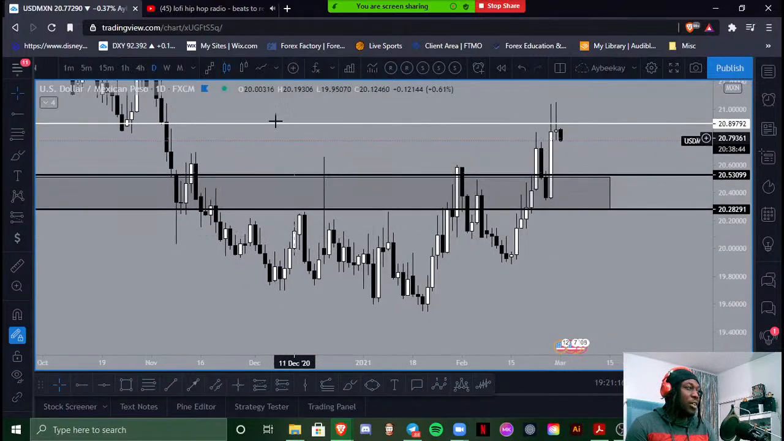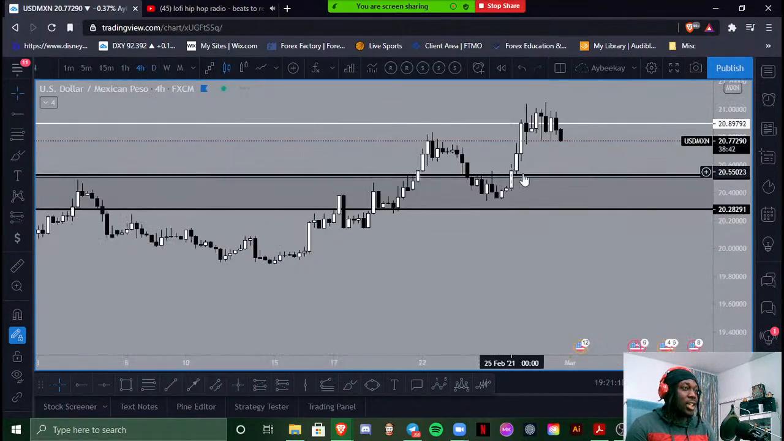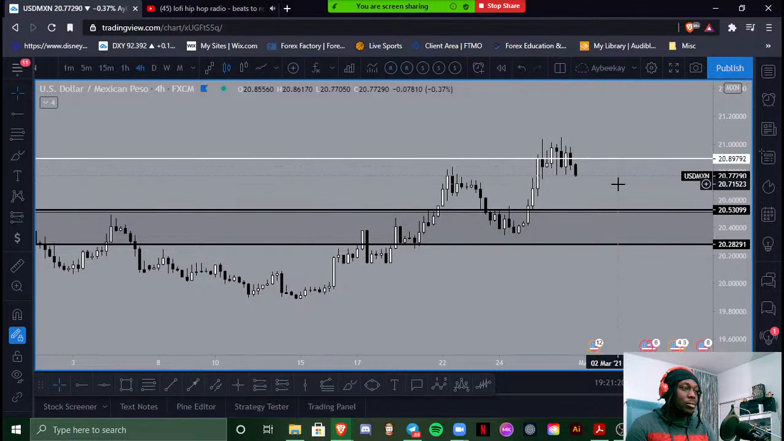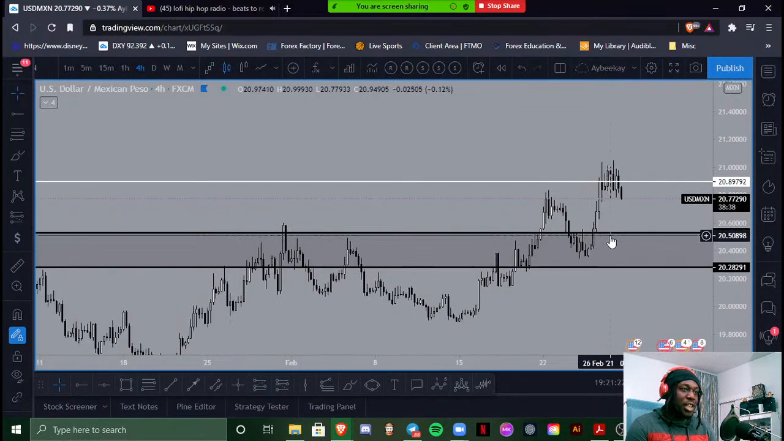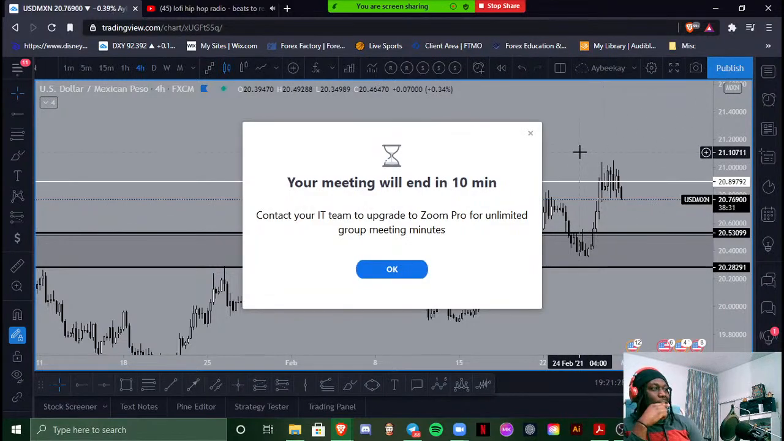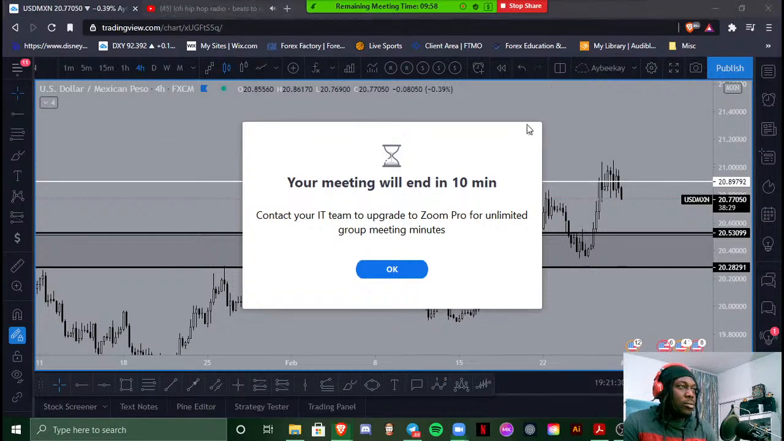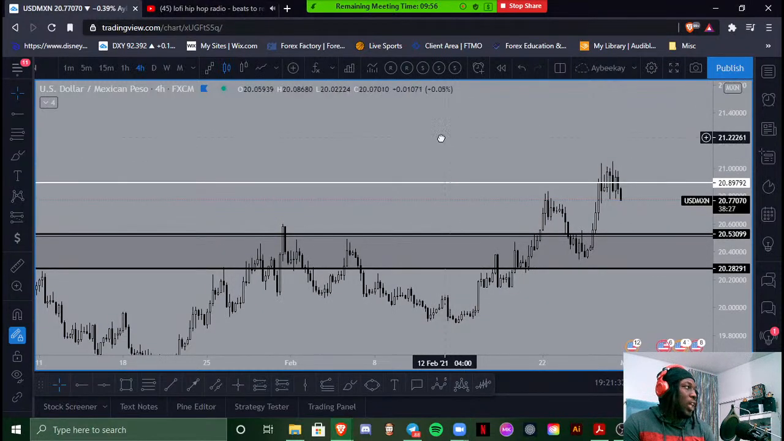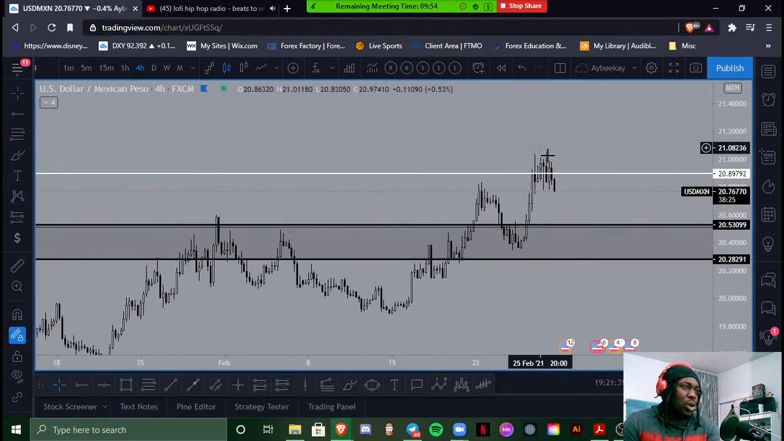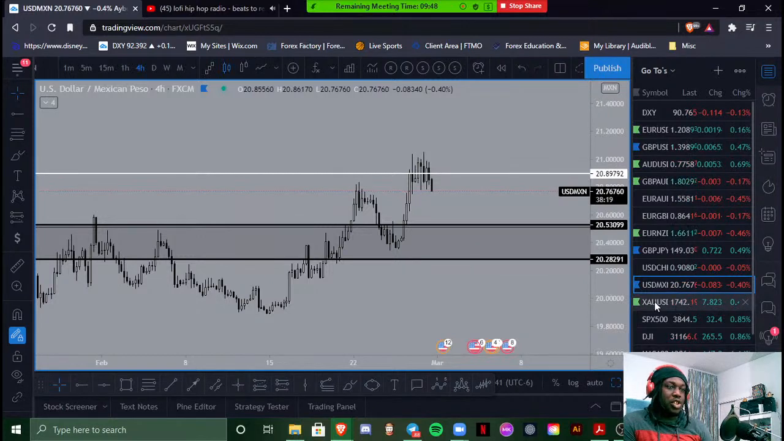I don't really have a good reading on it personally, except all I could really say is that price comes back into this area, 20.54611, and then pushes to the upside. But I don't think that's gonna happen. So like I said, I'm just gonna wait and see what USD Mexican is gonna do. I think it's gonna go bearish, but it's been breaking structure, so I'm just gonna wait on it.